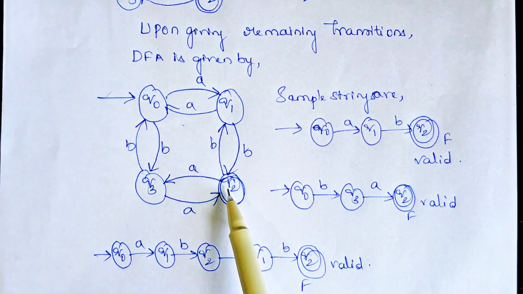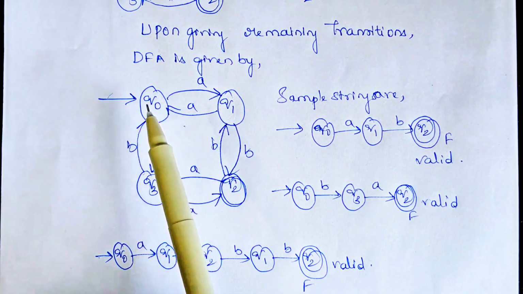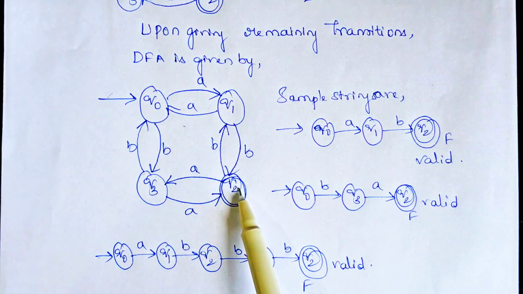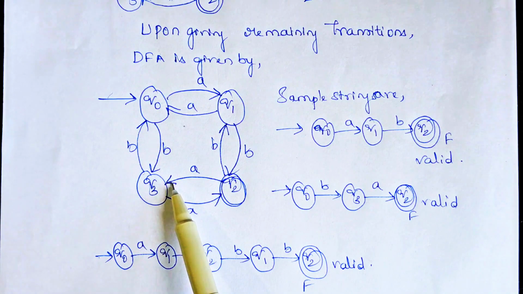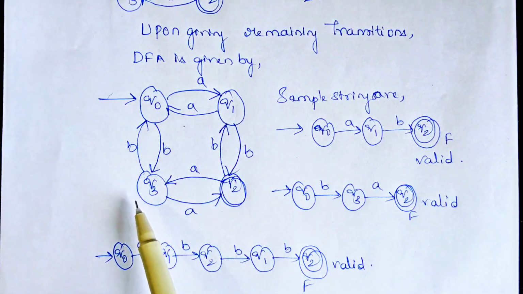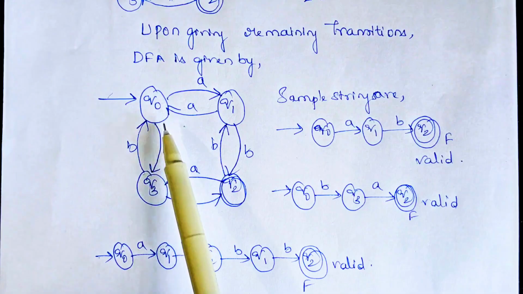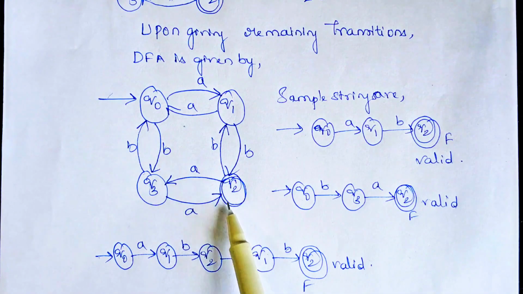Q1 on B is already completed. Remaining is Q1 on A. So Q1 on A is connected to Q0. And Q2 on A is already completed. Remaining input transition is Q2 on B. It is connected to Q1. Similarly, Q3 on B is already completed. Remaining is Q3 on A. Q3 on A is given to Q2.